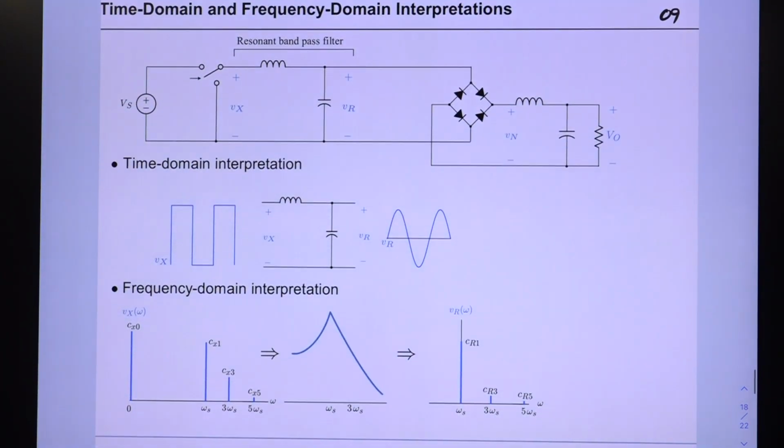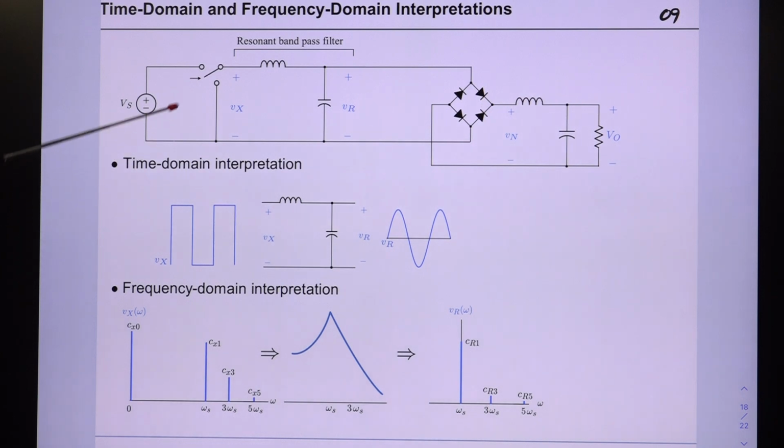How about the output regulation? Same as the PWM converter, we should have some mechanism that allows us to control the output voltage, or to regulate the output voltage. This shows the time domain and the frequency domain interpretation of this resonant power conversion, and the story about the output voltage regulation is coming next slide.